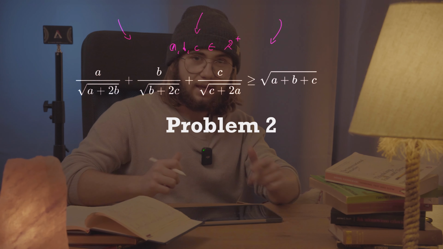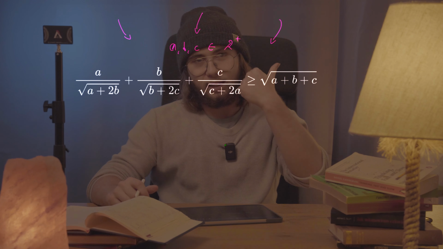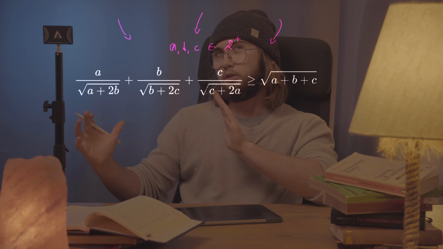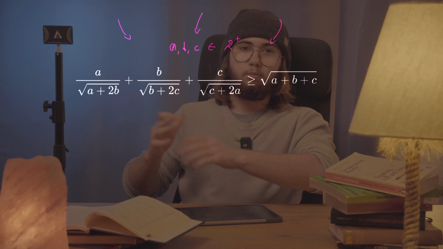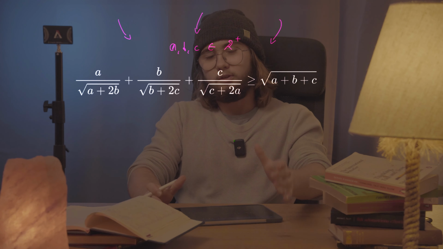Okay guys, so let's get to problem number 2. We are once again given a, b and c to be positive reals, and we're supposed to prove the inequality that a over the square root of a plus double b plus, well, the same looking fraction but with a replaced with b and c in the following ones is greater than or equal to the square root of the sum of a, b and c. How are we supposed to do it?